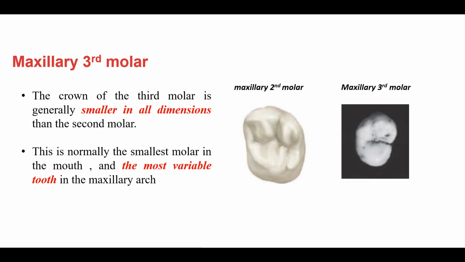The crown of the maxillary third molar, in comparison with the maxillary second molar, is smaller in all dimensions, and it is normally the smallest molar in the mouth and the most variable tooth in the maxillary arch. I will tell you why later on when we are discussing the crown and the root of the maxillary third molar. So remember that it is smaller than the second molar and the most variable tooth in the maxillary arch.